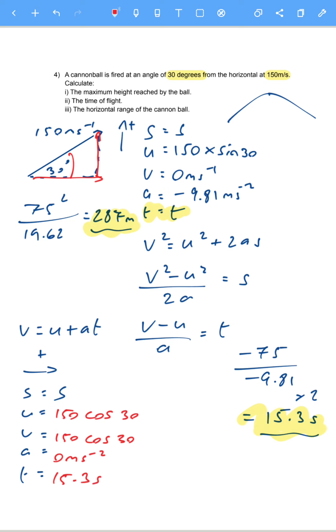So really we're using s equals ut plus half at squared, but the acceleration's 0, so the half at squared part of it just is 0, so we're simply left with displacement is speed times time. And for this type of question, this is always the case. So the horizontal range of the cannonball is simply the horizontal speed, which is 150 times cos 30, multiplied by the amount of time that it's in the air for, the 15.3 seconds. So that gives us a displacement of 1,988 meters.